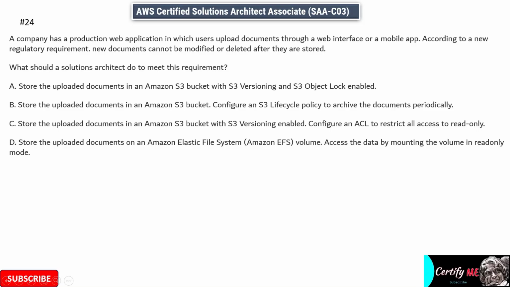Option A. Store the uploaded documents in an Amazon S3 bucket with S3 versioning and S3 Object Lock enabled. Option B. Store the uploaded documents in an Amazon S3 bucket. Configure an S3 lifecycle policy to archive the documents periodically. Option C. Store the uploaded documents in an Amazon S3 bucket with S3 versioning enabled. Configure an ACL to restrict all access to read only. Option D. Store the uploaded documents on an Amazon Elastic File System volume. Access the data by mounting the volume in read-only mode.